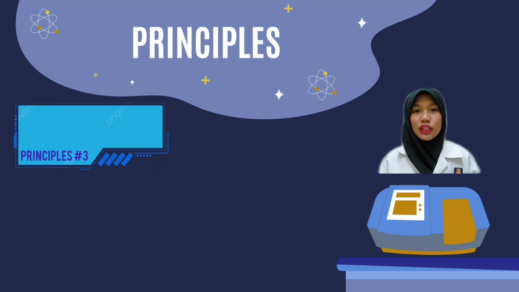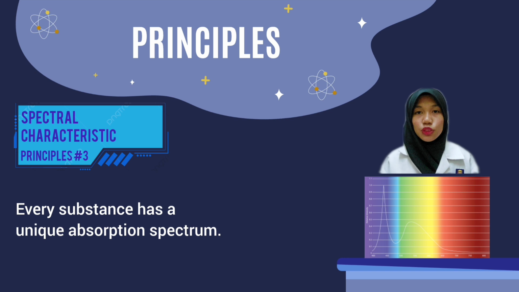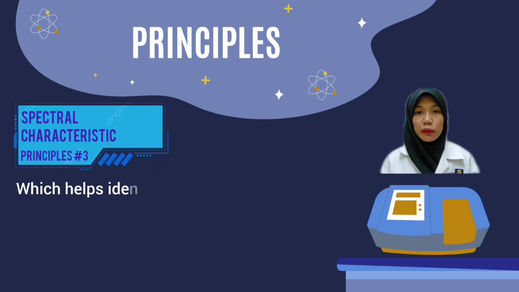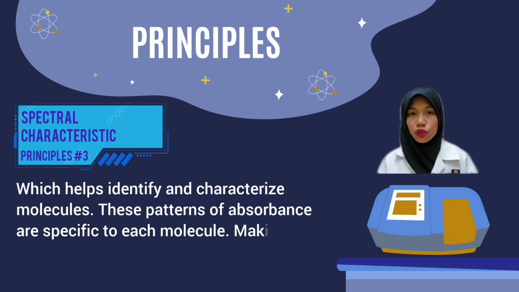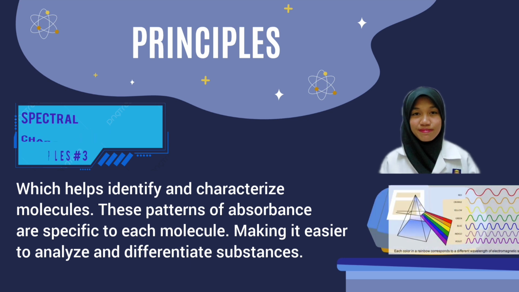The third principle involves the spectral characteristic of substance. Every substance has unique absorption spectrum, which helps identify and characterize molecules. These patterns of absorbance are specific to each molecule, making it easier to analyze and differentiate substance.